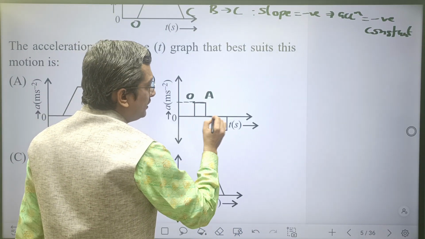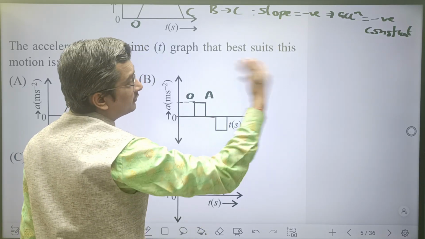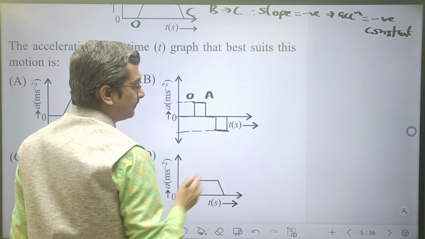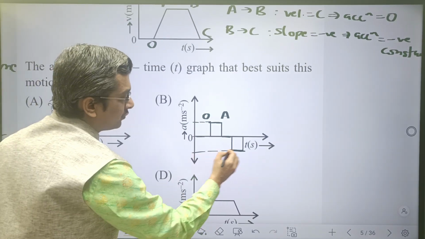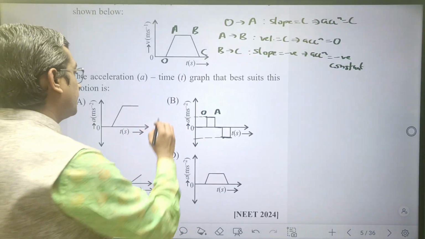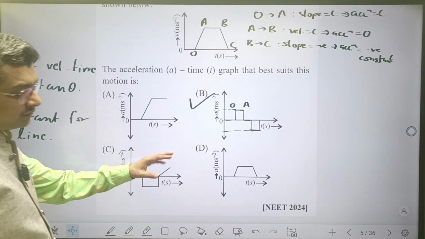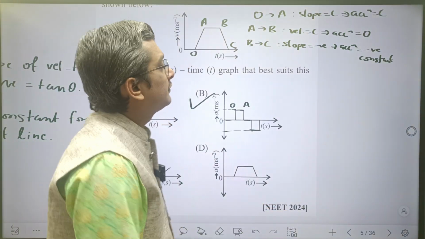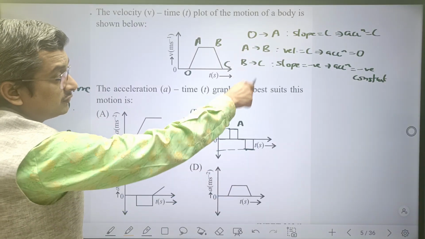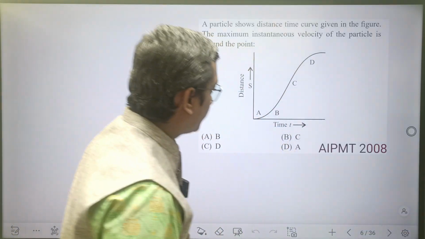Then from A to B, the acceleration is 0, this value. And after that, the slope is negative constant. So this is negative constant, isn't it? Because the slope is not changing within this time interval, it has a negative value but constant. So option B is the correct answer. And the rest of the options are, as you can see, 100% false, isn't it? So in this way, you have to convert the given graph into the acceleration time graph.